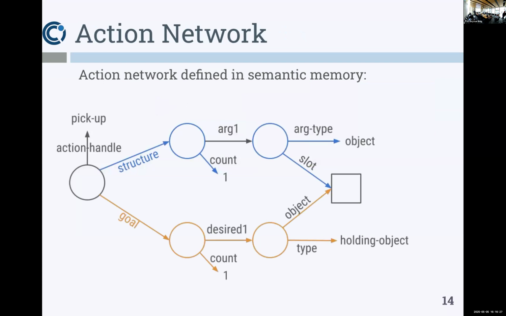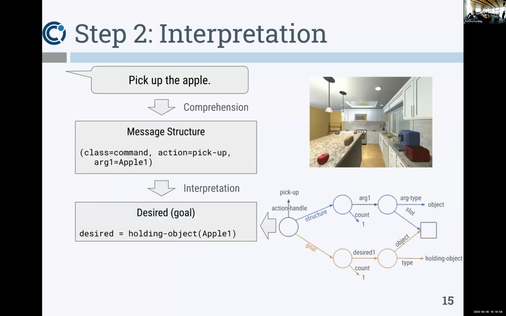So what we're going to use is this knowledge in semantic memory, this network describing this action of pickup, where we have two parts of it. We have the structure of the action as given through the message or given as a command. And then we have how we connect that to a description of the goal or a set of desires in the state. So this forms our network that it starts with. And so the agent takes this command, this message structure.